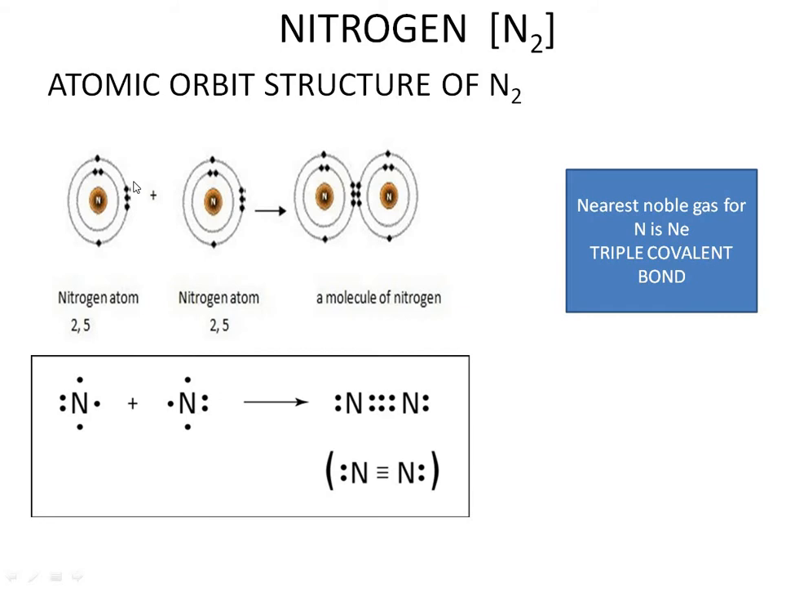See, each nitrogen atom has atomic number 7, so you have to represent 7 electrons. In the K shell you are going to represent 2, and the remaining 5 electrons like this. When you draw 5 electrons, normally we draw 2 electrons in pairs, so 1 electron alone will be left alone. That is how we draw the structure for nitrogen.